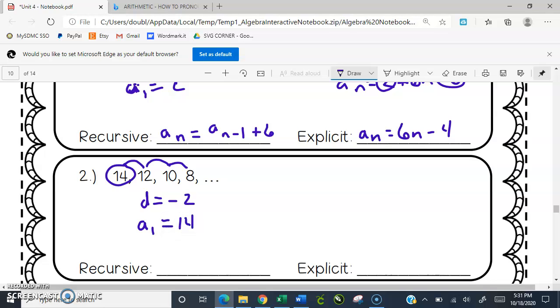So let's do our recursive formula. We have a sub n, or whatever term we're looking for, is previous term minus 2. Okay, and then for our explicit formula, we have a sub n equals our first term, which is 14, plus previous term, which is n minus 1, times negative 2.